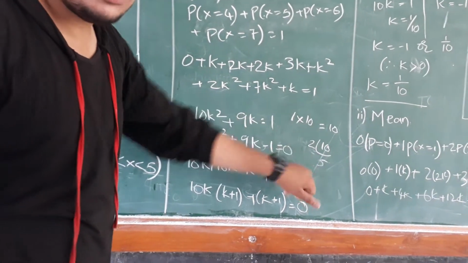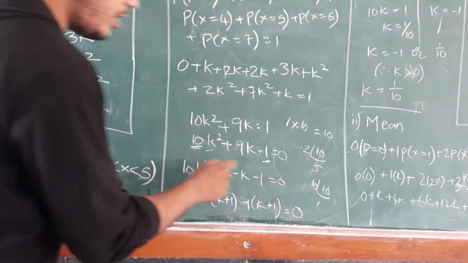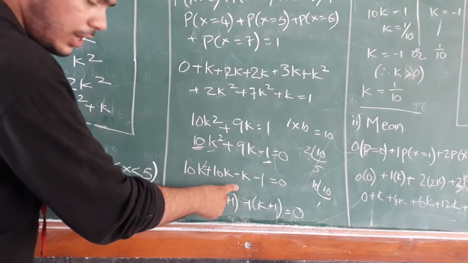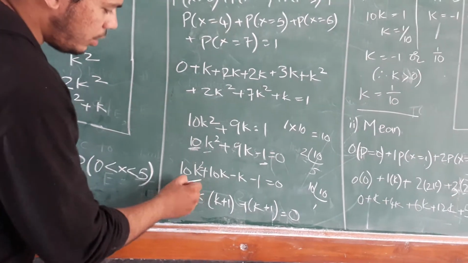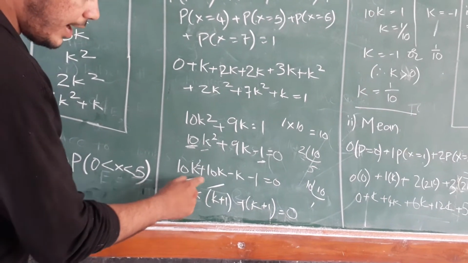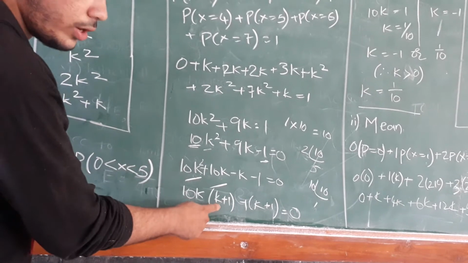As we can't take with this, so we have to take 10. 10 ones are 10, so 10 minus 1 is 9. So 10k minus k minus 1 is equal to 0. What are the two commons in between this? 10 and k, 10k. What will remain here? 1k, and here nothing, so it's 1.